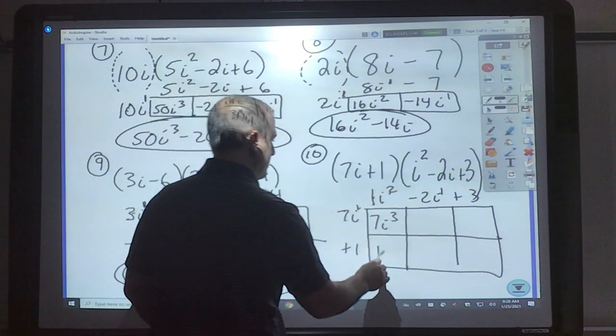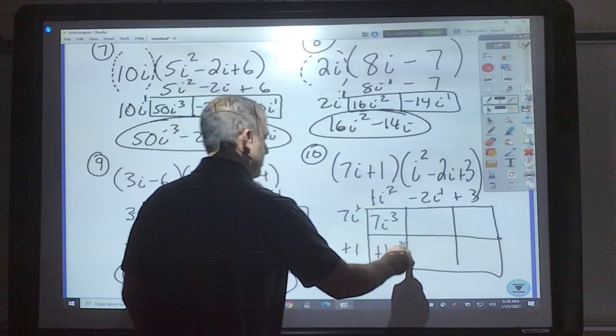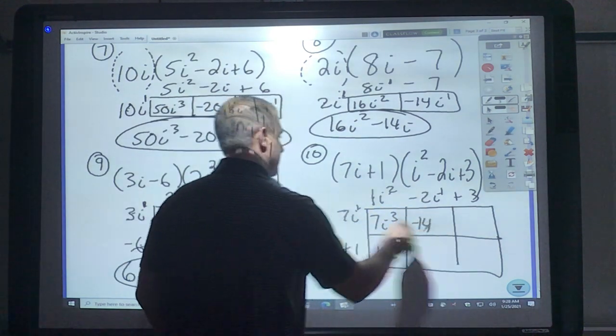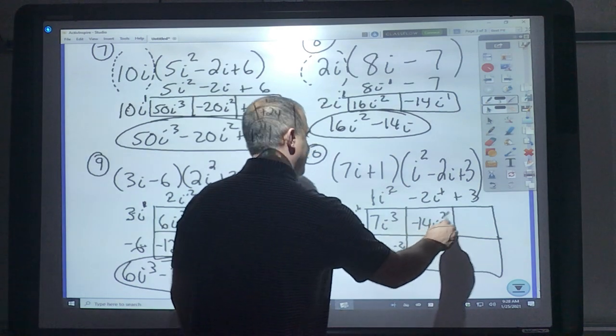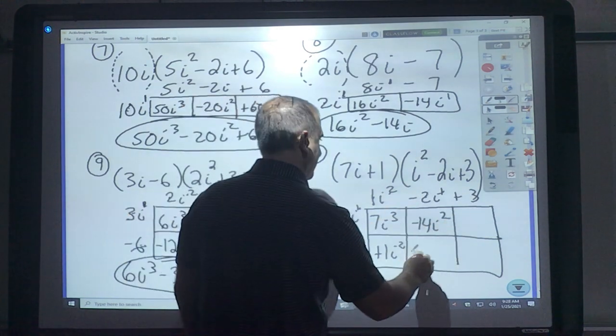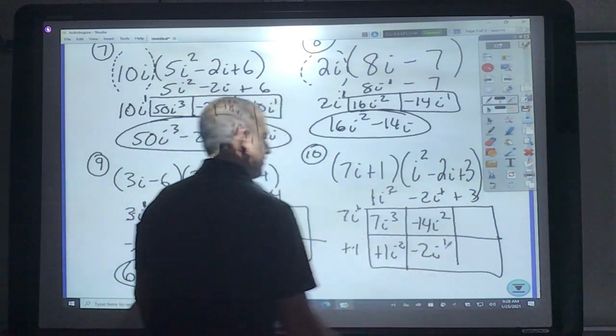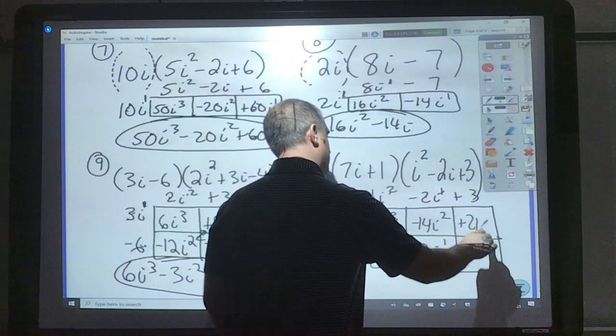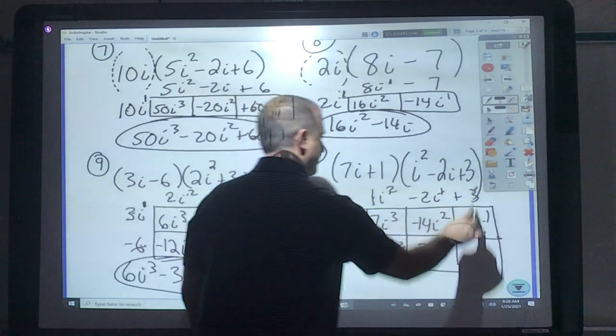1 times 1 would be 1, just with the i squared. 7 times -2 would be -14. If I add those, I get i squared. 1 times -2, I get -2, just with the i to the first. Okay, 7 times 3, I get 21, just with the i. And then 1 times 3, I get 3.